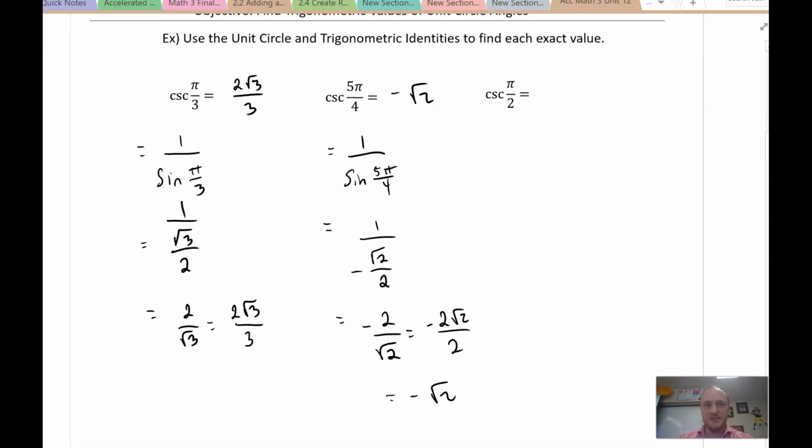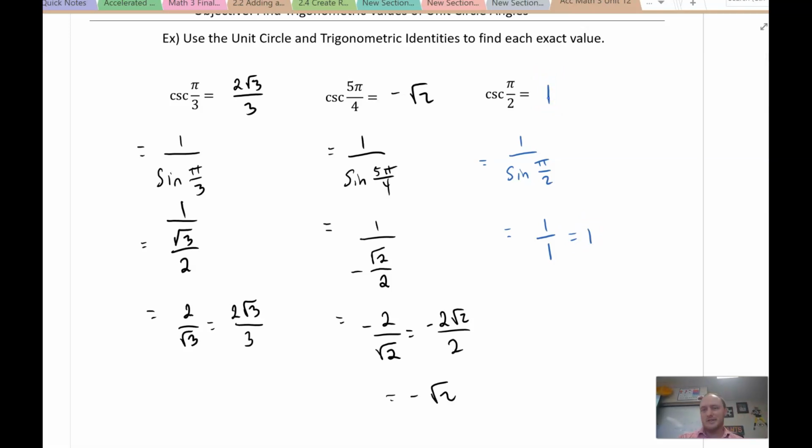All right, next, cosecant of pi over 2. Am I going to get undefined? Well, let's see. This is 1 over sine at pi over 2. Oh, good news. What's the y value at pi over 2? 1. So I have 1 over 1, which is just 1. So the answer is 1. All right, so that's it.